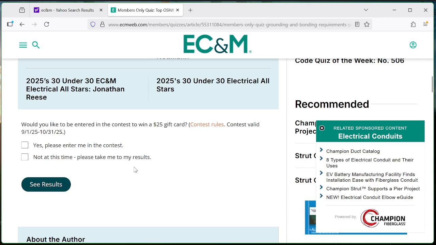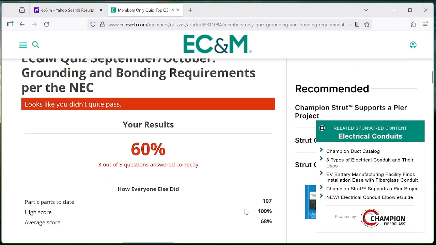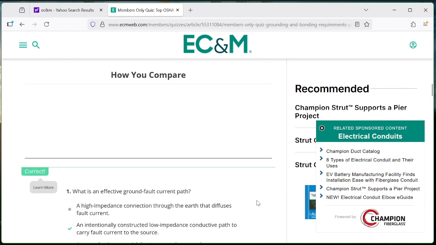Okay, would you like to be entered in a contest? No, I do not. See results. Let's see what the results are. Your result is 60%, so we got 3 out of 5. Okay. See what everybody else got. Average score is 68. Hey, we're close. Okay. Any questions? The actual answers. How do you compare? Take the quiz again.